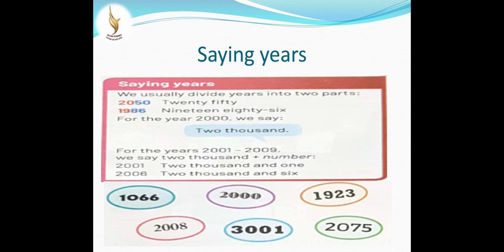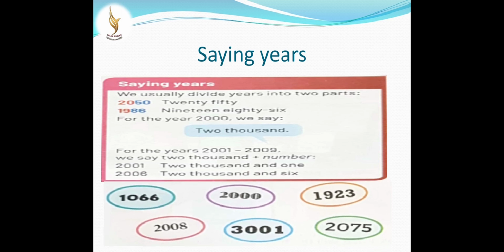The third example, we say it 2000. For the years since 2001 till 2009, there are two ways. I can say 2001 or 2001. 2002 or 2002. Let's check and try to read these years below.